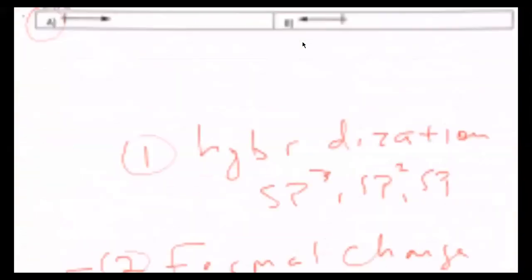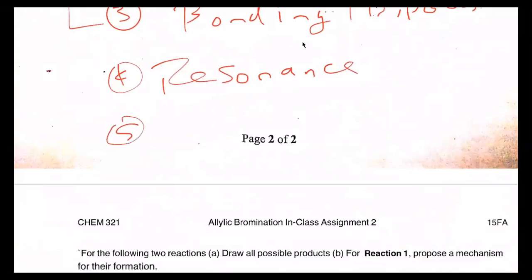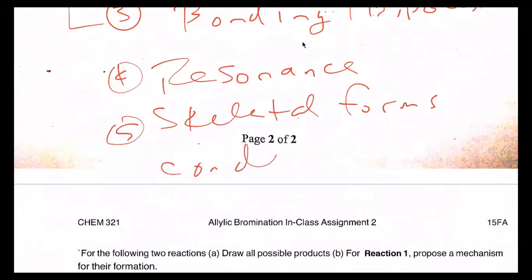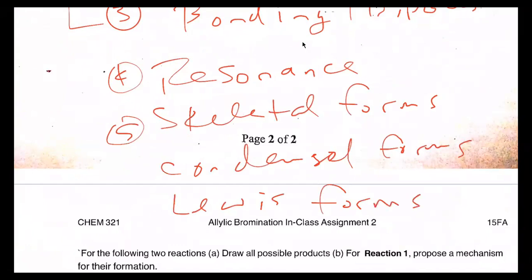And Lewis structures and skeletal and line structures. We talked about skeletal forms, condensed forms, and then Lewis forms. How to convert between the three, right? We can go from either one of those. We can go from Lewis to skeletal, from skeletal to Lewis, from Lewis to condensed, and so on and so forth.